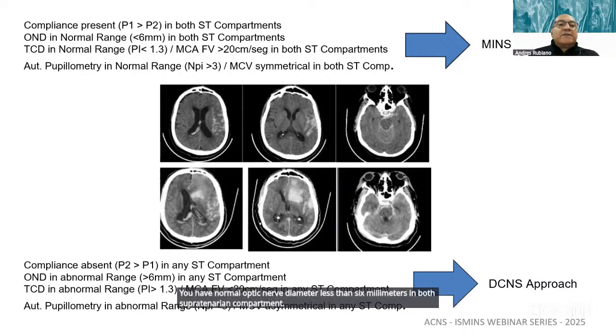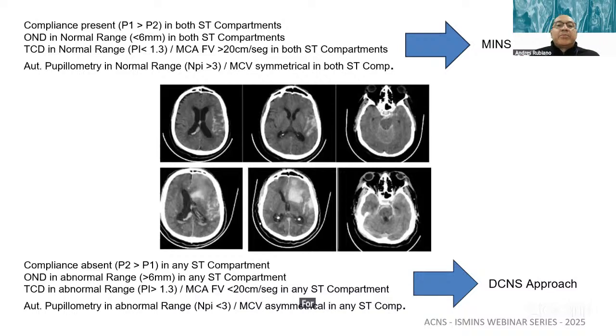You have a normal transcranial Doppler with a pulsatility index less than 1.3, with a flow velocity of more than 20 centimeters per second in the middle cerebral artery in both supratentorial compartments. And you have an automated pupillometry in the normal range with an NPi more than 3 or symmetrical maximum contraction velocity in both supratentorial compartments. So if I have a patient with this type of image, but I have all those evaluations at normal levels, maybe I can go very precise with a minimally invasive neurosurgical approach for this patient.